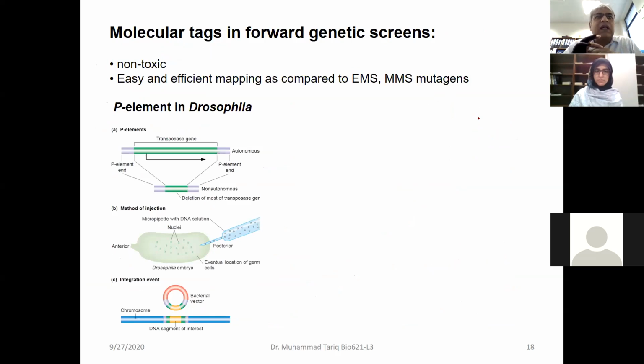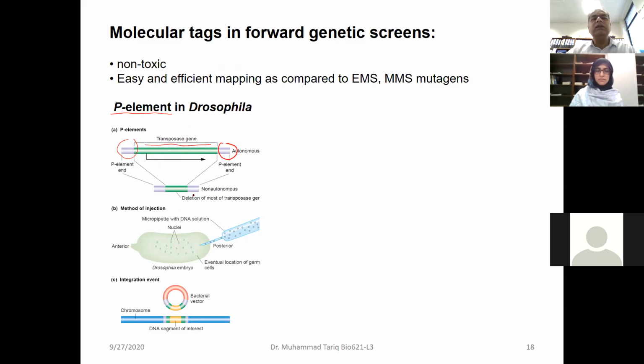How do we do these screens? Whether EMS and MMS are the only way to do these screens, or there are some other methods as well. So 30 years or so, or a bit more, in fruit flies, they also discovered a transposon, which was named the P element, and the P element contains repeats on both sides, and then they have a transposase gene.